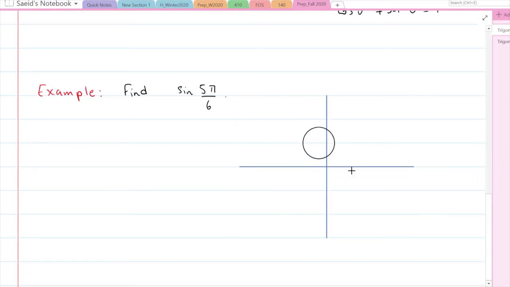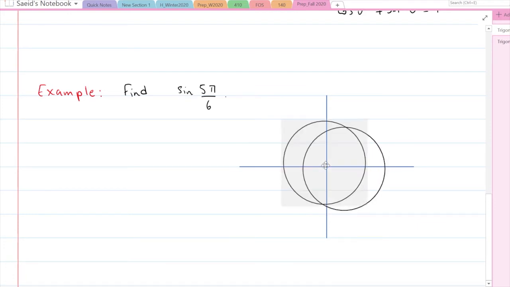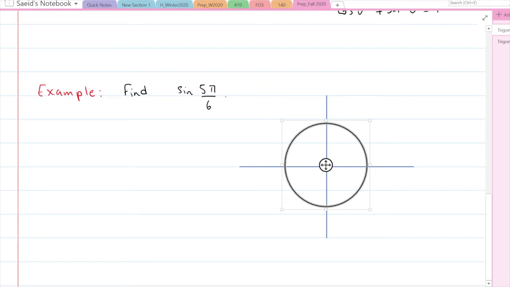I'm just going to quickly draw the unit circle again. First of all, we need to locate where this angle is. We need to know whether this is in the first, second, third, or fourth quadrant. So now, where is this angle? The angle is in the second quadrant, because 5 pi over 6 is actually pi minus pi over 6. So it's right here, and this is pi, and that's 5 pi over 6.